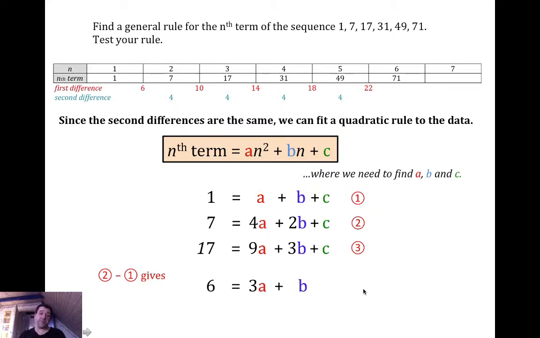Well, we could do the same thing with equation 3, take away equation 2. And that would give us 17 minus 7 is 10, 9a minus 4a is 5a, 3b minus 2b is b, and the c's disappear. And there it is. So we've now reduced a system of 3 equations in 3 unknowns to a system of 2 equations in 2 unknowns. And you should already know how to solve that. It's just basic simultaneous equations.